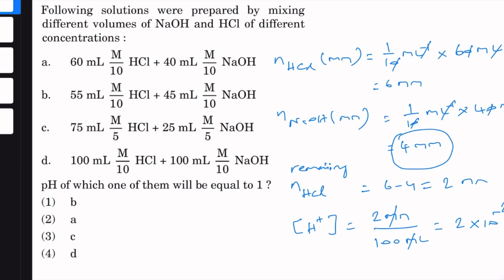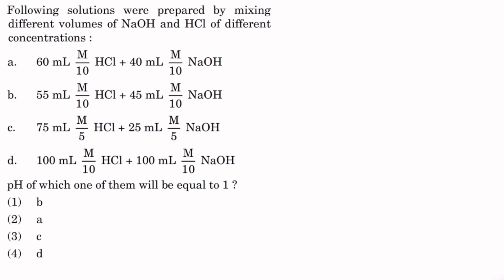Let's go for option B. Here let us simplify the calculation this way. The molar concentration is the same. This means that 45 ml of NaOH will neutralize 45 ml of HCl. That means only what would remain? Only 10 milliliters of HCl. So that we will calculate.